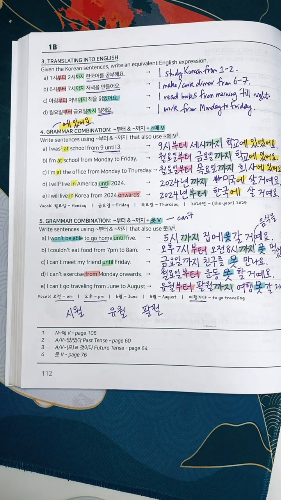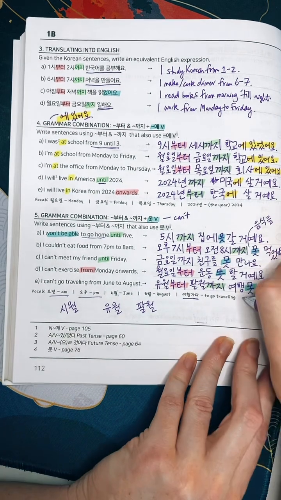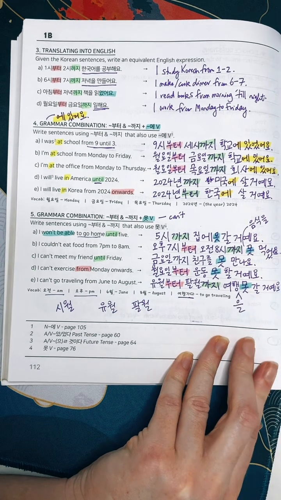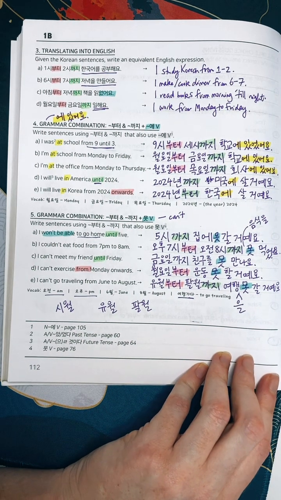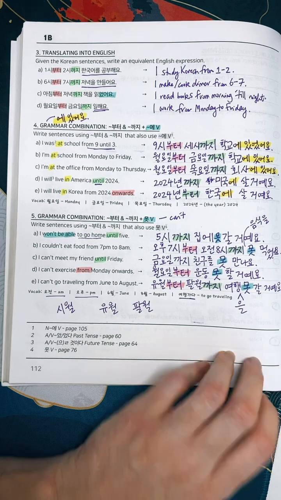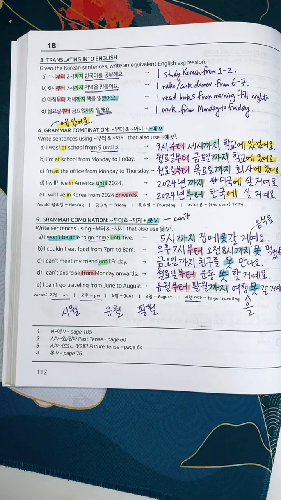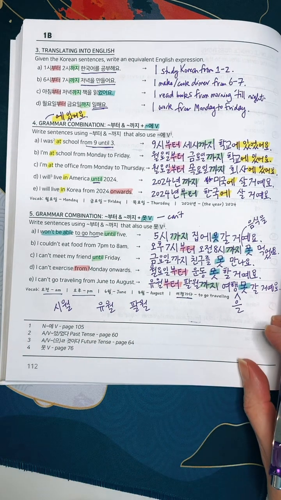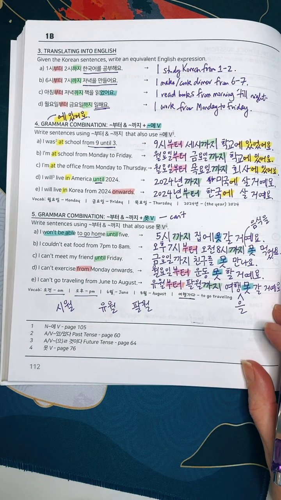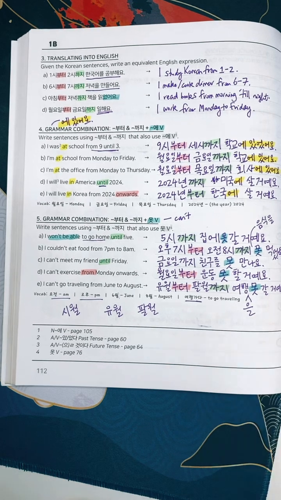Why after yoheng you don't write 을? That's optional. You absolutely can write 을 after here, and that is perfectly fine. 6월부터 8월까지 여행을 못 갈 거예요 is a very good sentence. I've just dropped it because I'm lazy and I was running out of space. Yeah, sure.